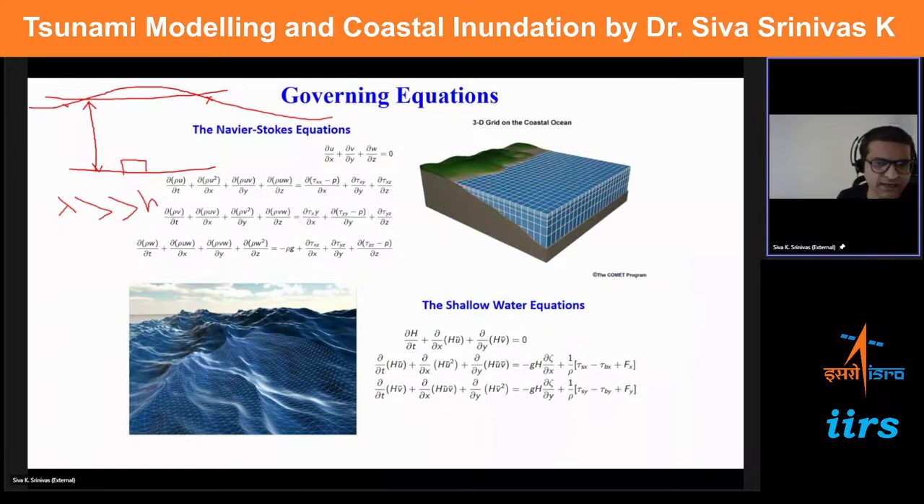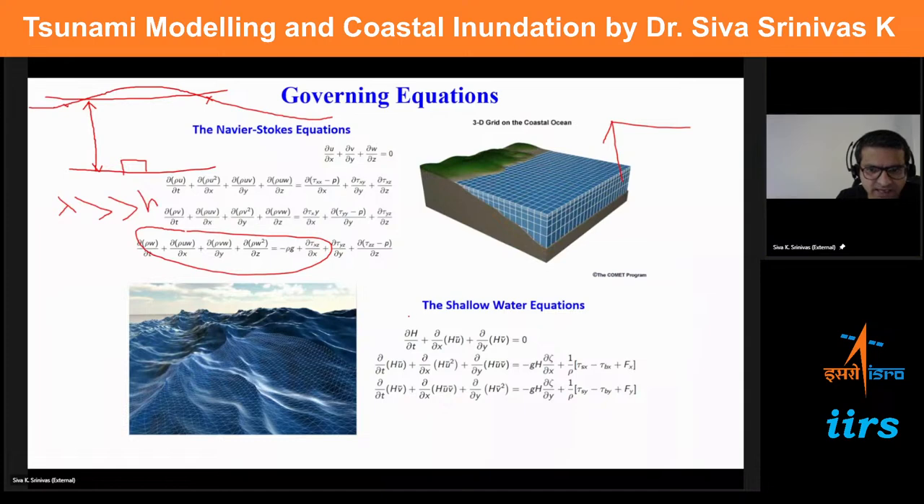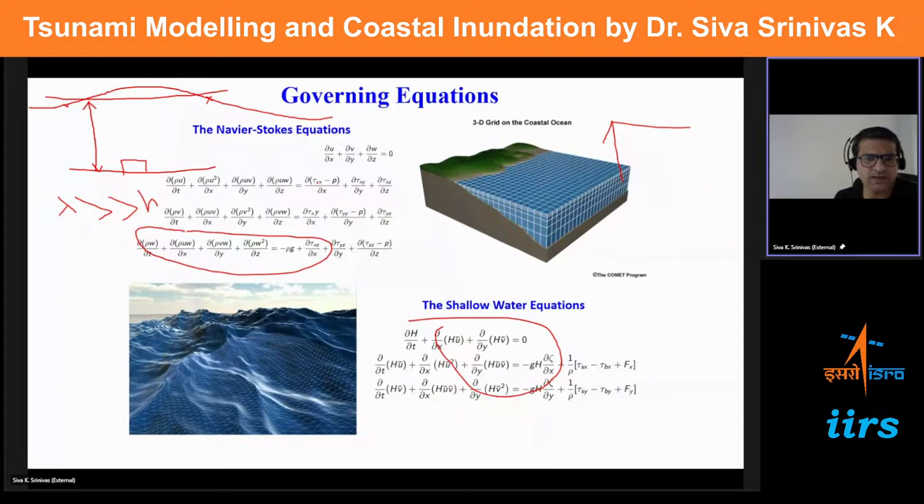So in this case, we can approximate these equations. We can neglect the component along the z-axis. We have 3 axes, x, y, and z, so the equation along the z-axis can be neglected. What we can do is integrate these equations along the z-axis with respect to depth. Then we end up with these equations. We call them shallow water equations, that is, Navier-Stokes equations with the shallow water approximation.